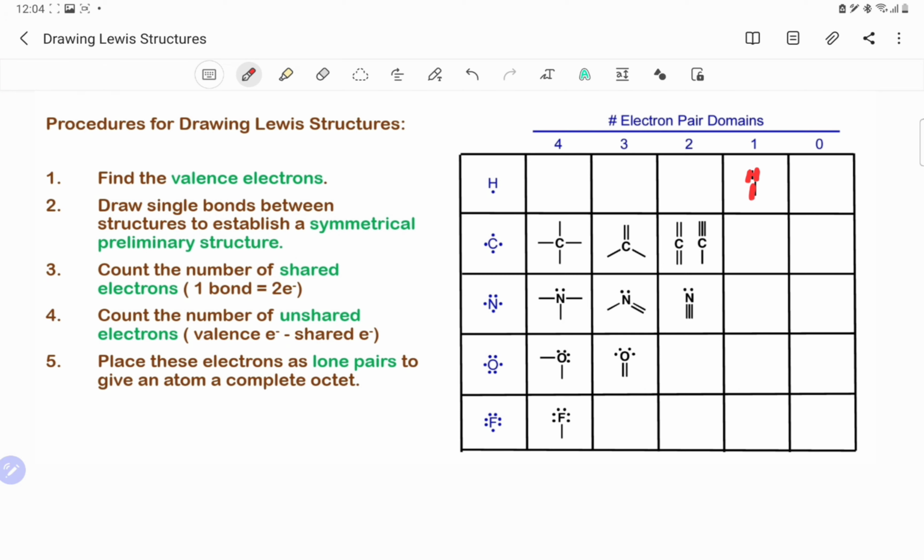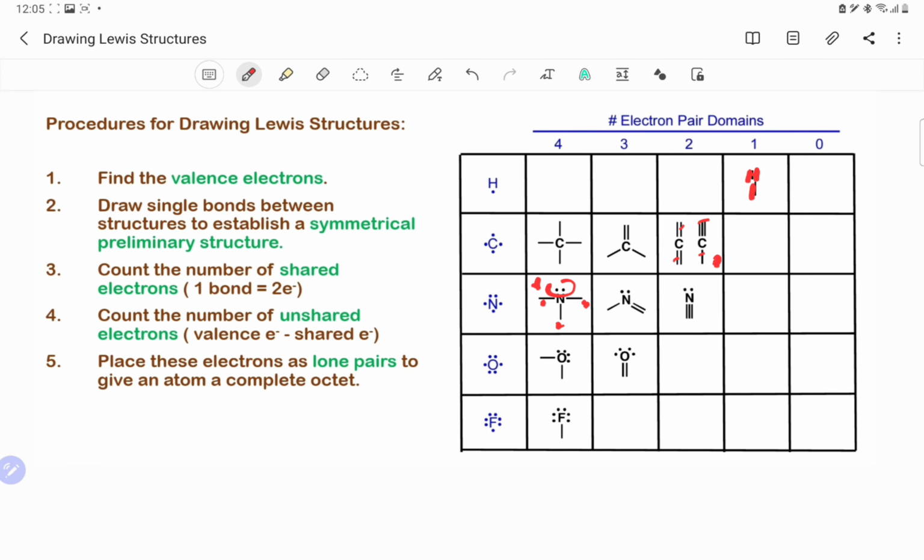Okay, so for carbon, carbon can be represented by these 4 Lewis structures, and with this Lewis structure, it can have 2 electron pair domains, one here, and this, okay, and so on and so forth. So for nitrogen, in this Lewis structure, it has 4 electron pair domains, 1, 2, 3, and 4 from the lone pair.